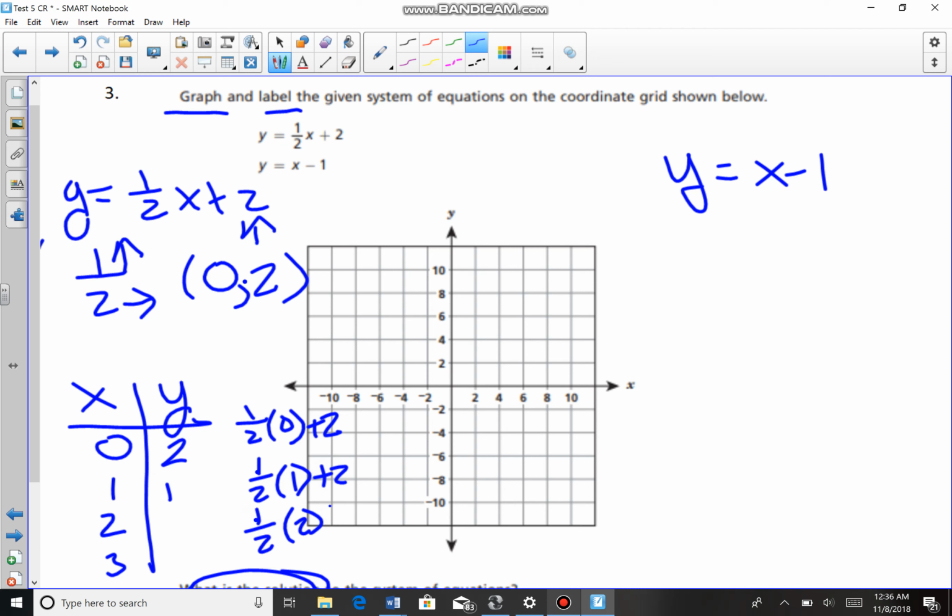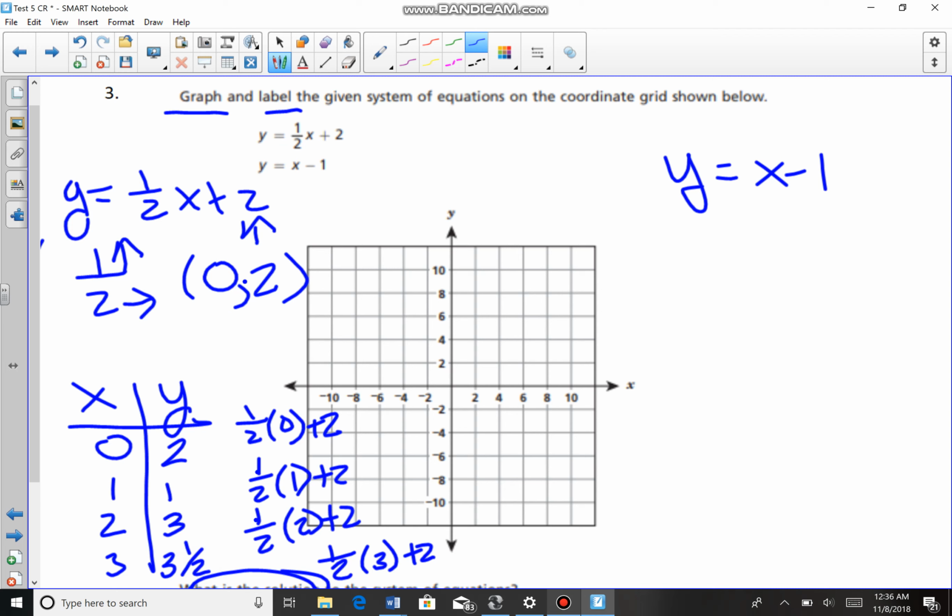1/2 parentheses 2 plus 2, which is going to be 1 plus 2, which is 3. And finally, my last point, 1/2 parentheses 3 plus 2, which is going to be 1.5 plus 2, which should be 2.5. Just double checking. 3.5. And we know that those halves are hard to put on the graph, but we're going to do the best we can.